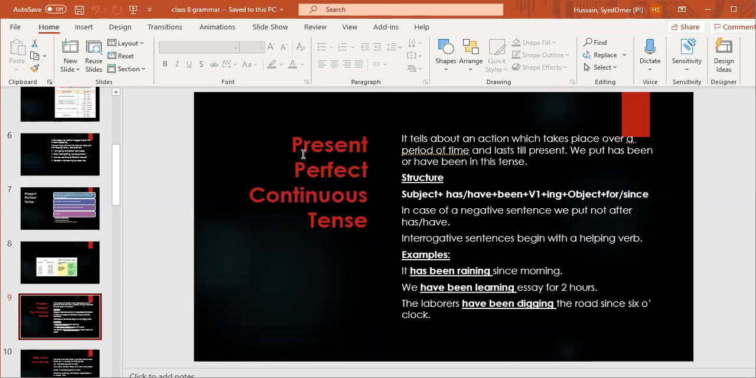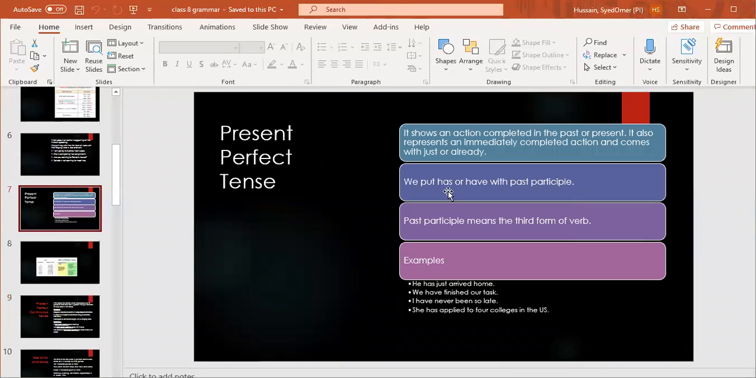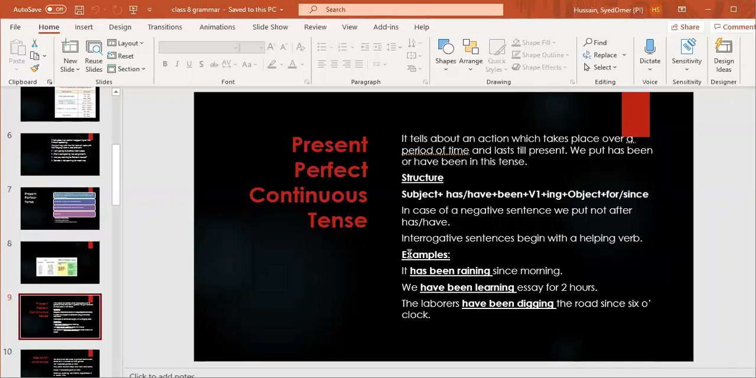And you remember the present perfect tense, the helping verb which we have done right now, that the helping verb of present perfect is has or have. So in present perfect continuous tense we put the helping verb has or have, and we put first form of verb with ing. And how do we join it? Only remember we need to put been in this tense. And as it involves time period, so we have to put either for or since. It has been raining since morning. We have included time period.